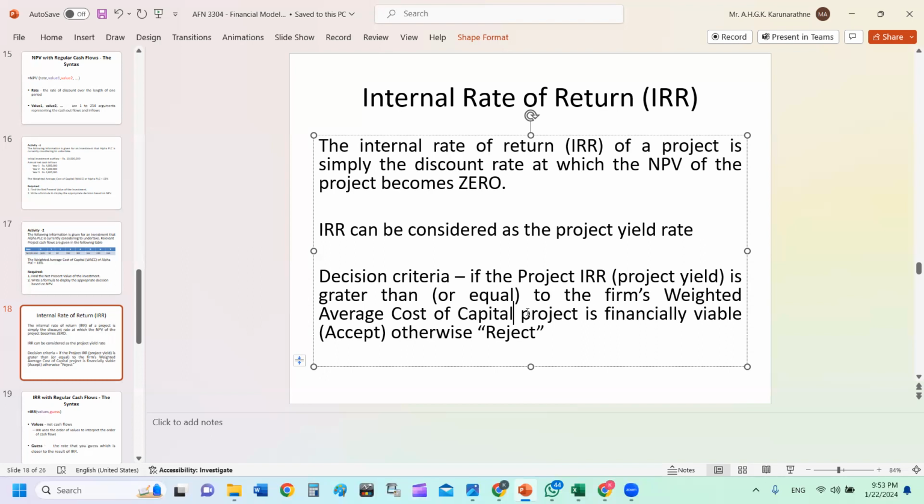Percentage is a relative figure. Sometimes a percentage, let's say 5% or 20%, doesn't reflect the size of the project. But NPV shows by how much your wealth increases.